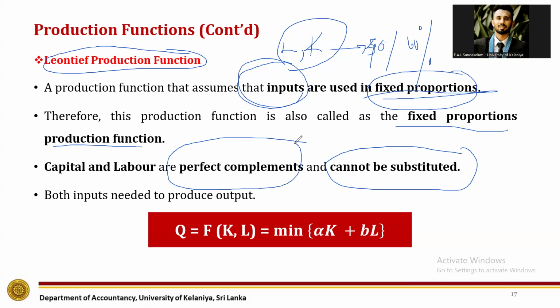Perfect complements. If one input cannot be replaced by another input, we call them complements. Without labor or capital, they cannot produce the final output. That means both are required.